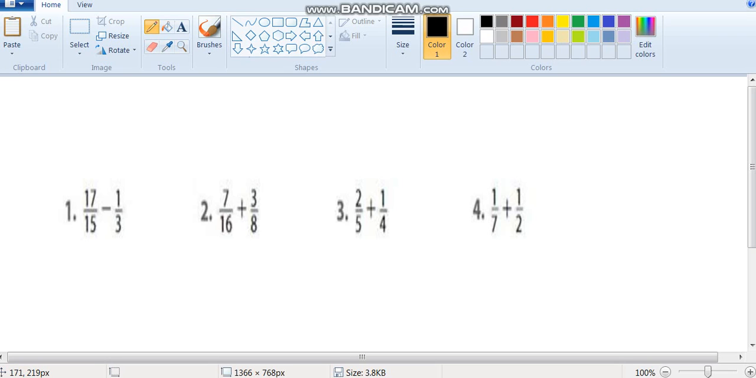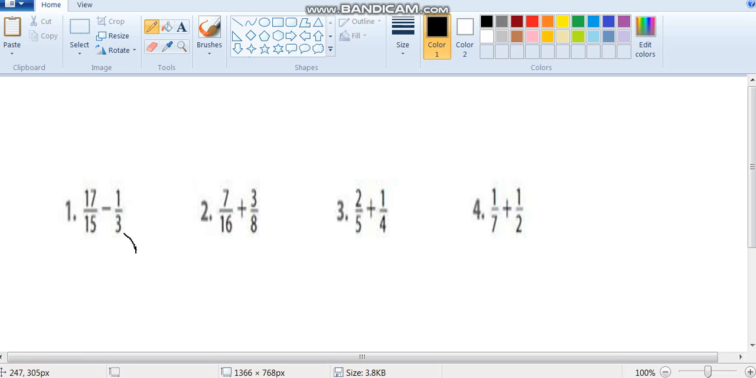Let's see here, for example, I have 17 over 15 minus 1 over 3. Here we have a problem. What is this problem? The denominator here is 3 and the denominator here is 15. So I cannot add them or minus them. I have to change them to be common denominators. So I think that 3 is able to be 15 by multiplying by 5.